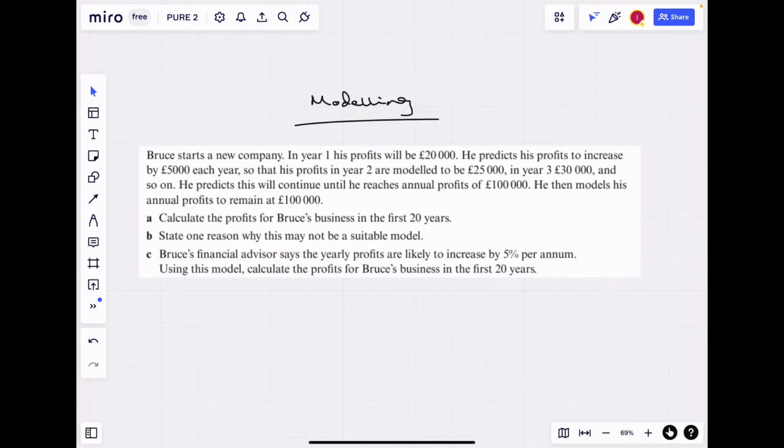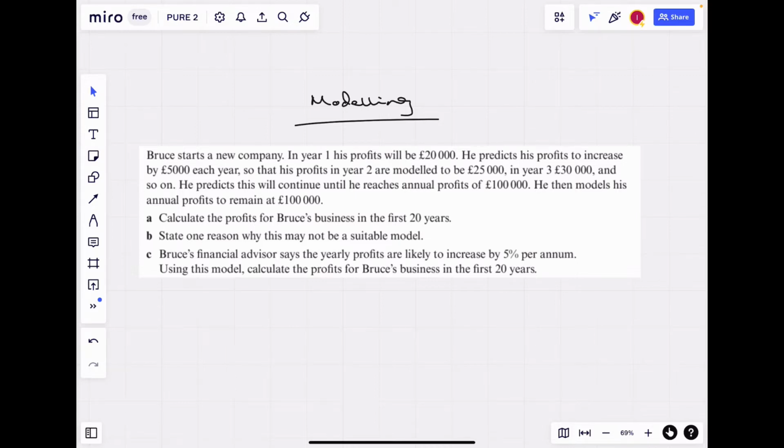So, Bruce starts a new company. In year 1, his profits will be 20,000. He predicts his profits to increase by 5,000 each year, so that his profits in year 2 are 25,000, year 3 30,000, and so on. He predicts that this will continue until he reaches annual profits of 100,000. He then models his annual profits to remain at 100,000. So he's going to go from 20 to 25 to 30, 35, 40, 45, all the way to 100 grand, and then it's going to stay at 100 grand. Calculate the profits for Bruce's business in the first 20 years.